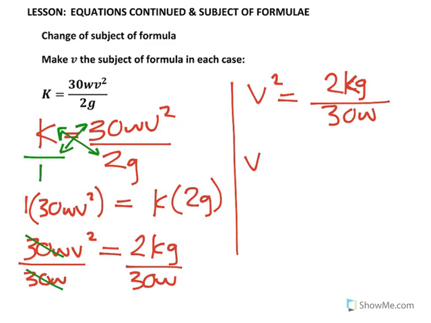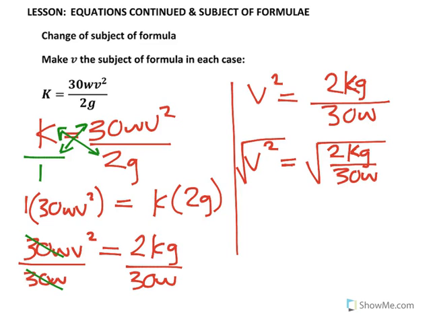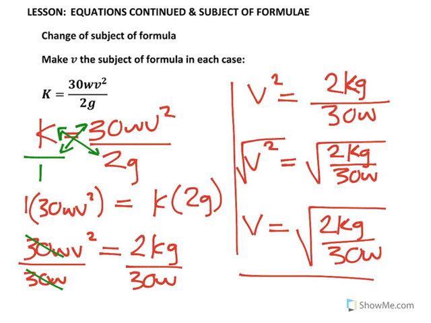Now, how do you get rid of the square in v? Now, you say v squared. To get rid of the square, remember, you put a square root. What you do on the left again, you do on the right. It will be the square root of 2kg over 30w. This then, the square root will get rid of the square. You are going to have now your final answer. V is equal to the square root of 2kg over 30w. You have made v the subject of the formula.